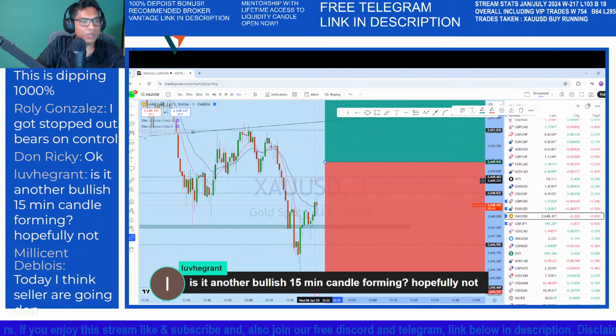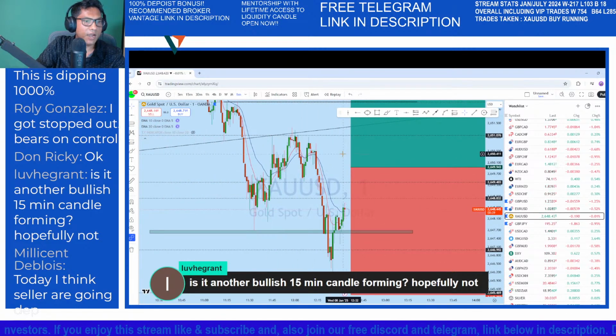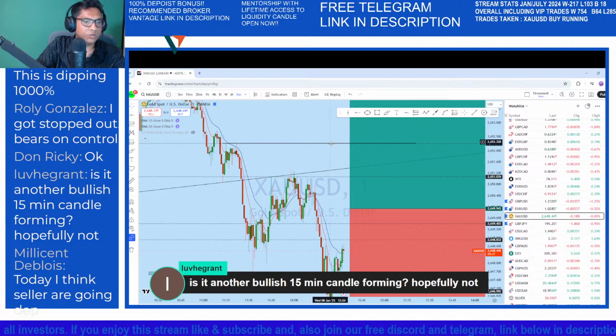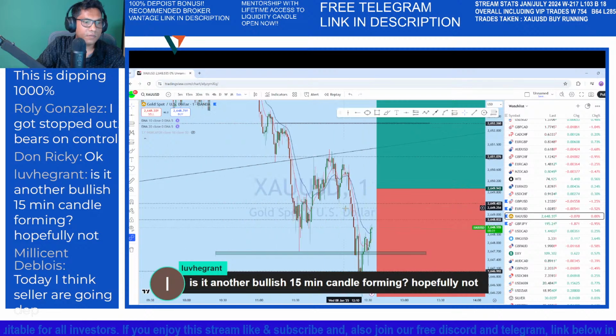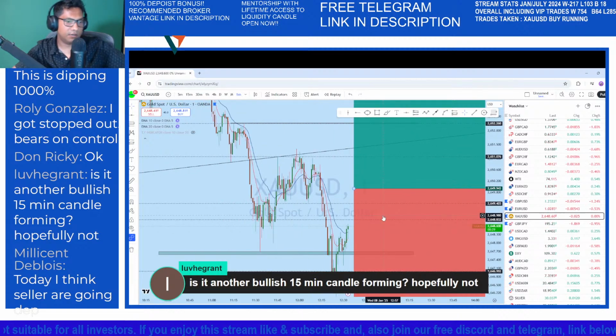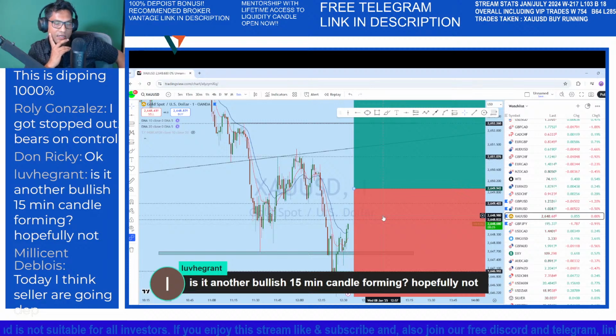If it successfully manages to form that inverted head and shoulder and reverse, then we might see it going back up to the resistance line, which is the primary goal here. And yeah, we can see some possibility to move in that direction.